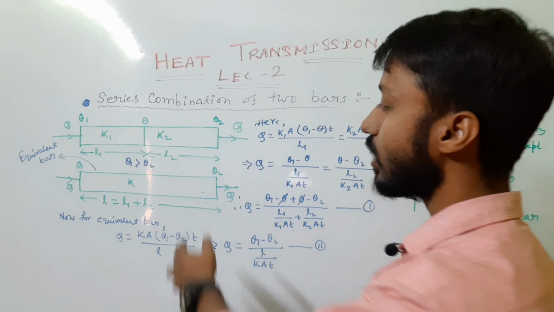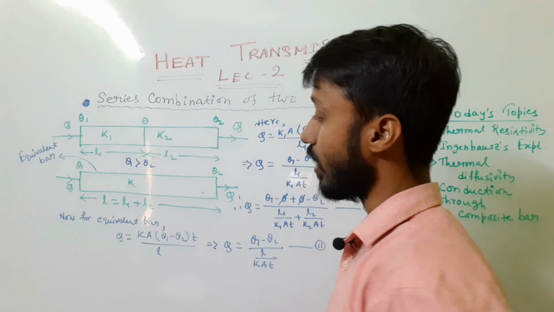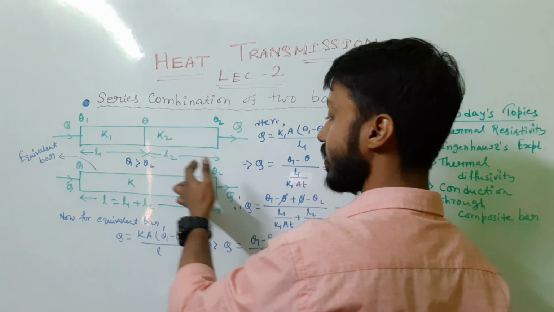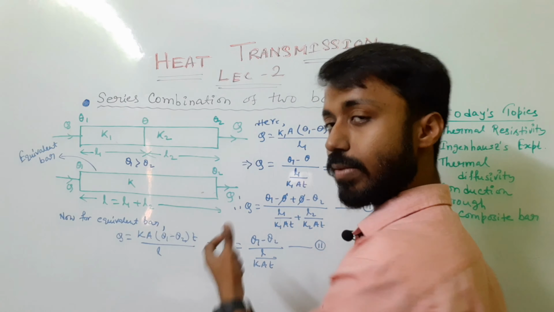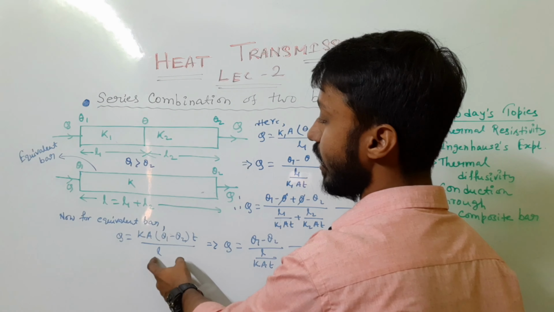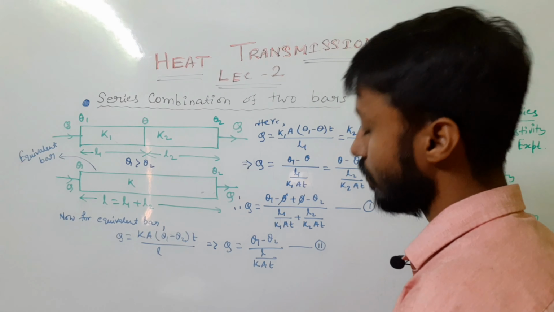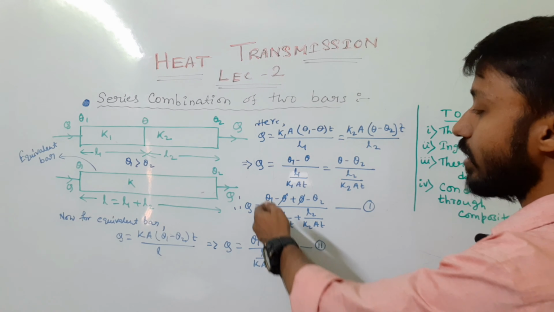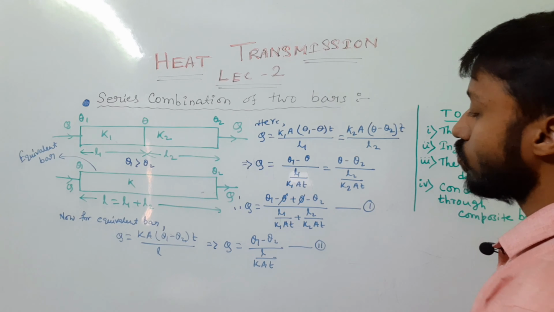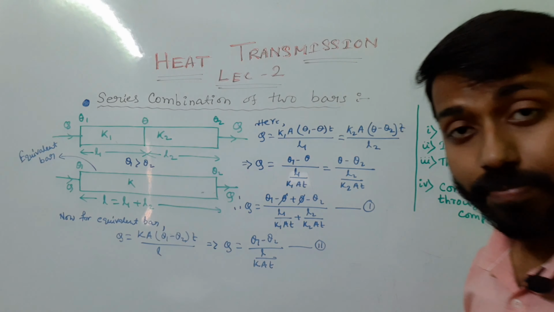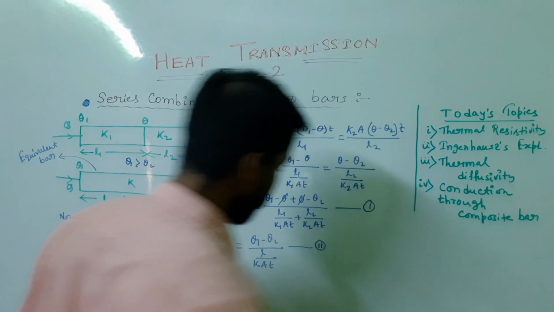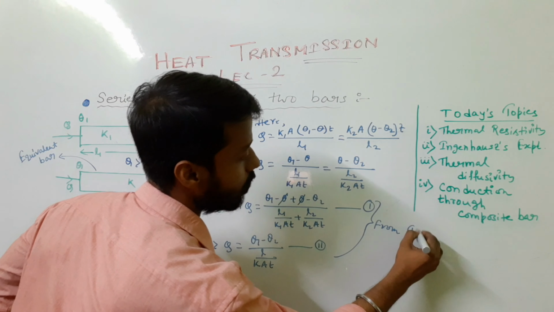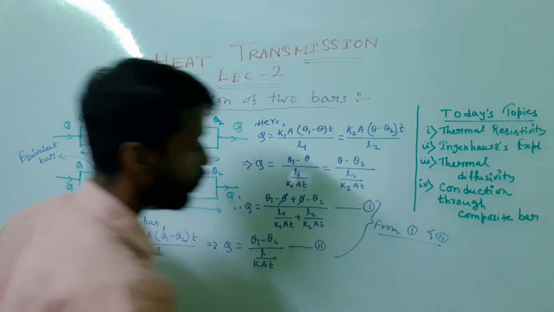Now if we consider the composite bar, that is the equivalent bar. So for this, Q is K A theta 1 minus theta 2 into time, that is T, by L. L is simply L1 plus L2. Here also KAT gets divided, so this one. See, these two terms, equation 1 and 2 are same, so we can compare them. From 1 and 2, what we can say?